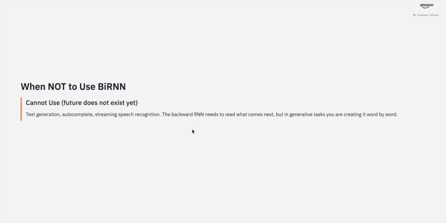So there is one hard limitation which you need to know. You cannot use a bidirectional RNN for any task where you are generating output one step at a time, like text generation, autocompletion, streaming speech recognition, anything. The reason is fundamental: the backward RNN needs to read the future to produce its hidden states. But in generative tasks, the future does not exist yet because you are the one creating it word by word.